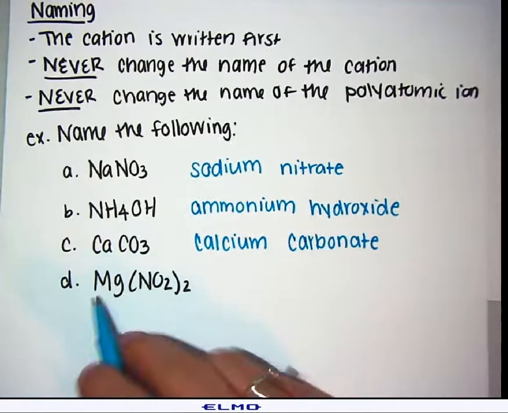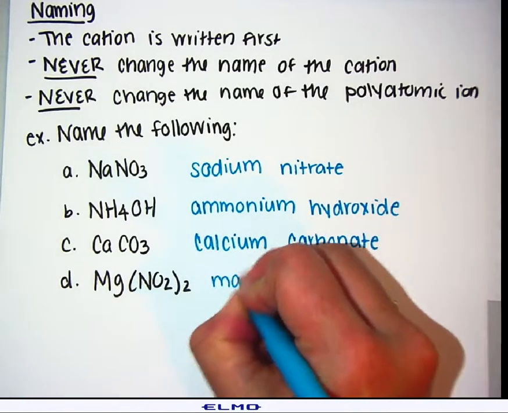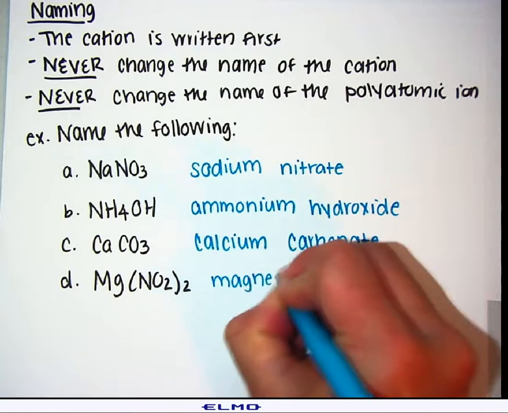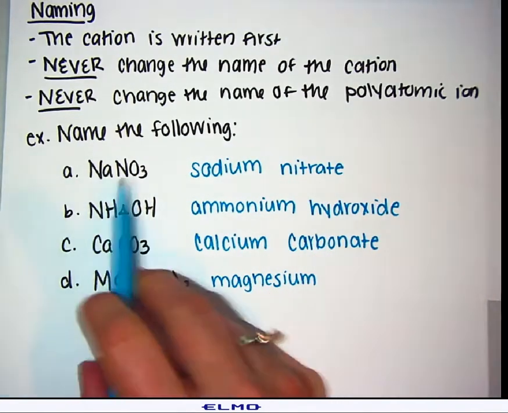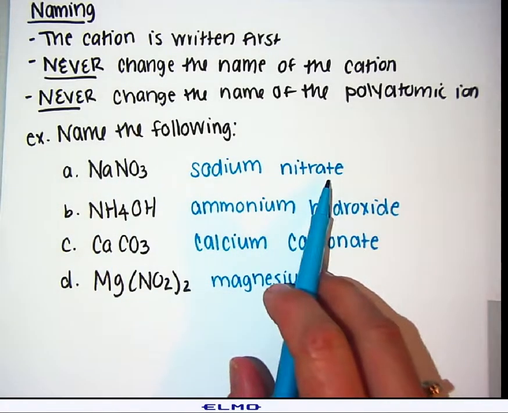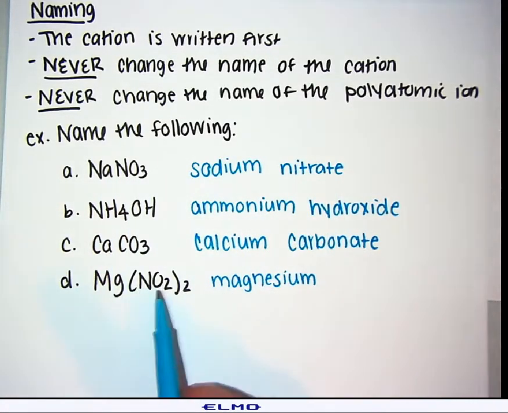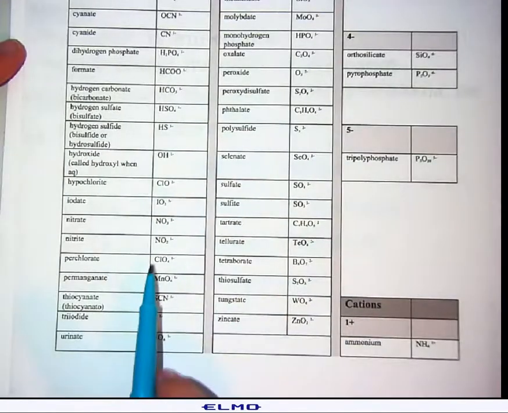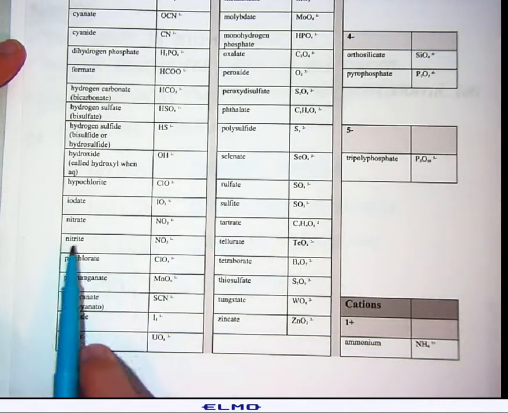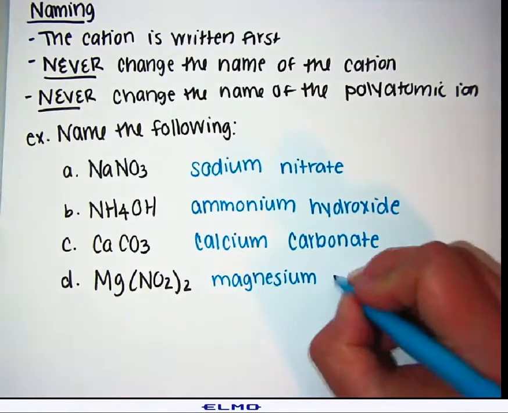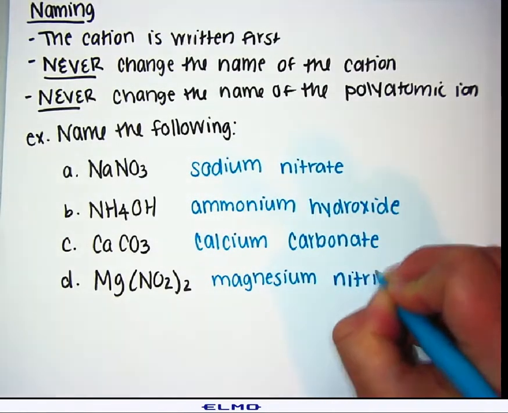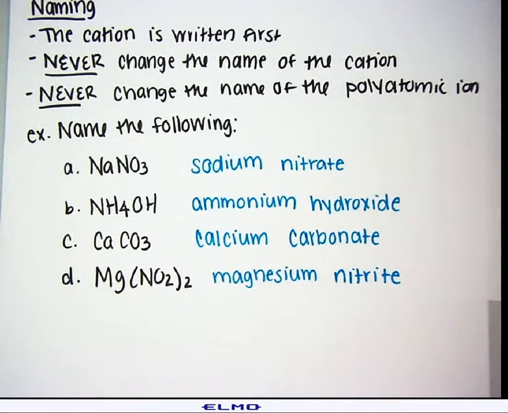Last one. Cation comes first. Never change the name of the cation. Mg is magnesium. A was NO3, which was nitrate with an A. This is NO2. So again, be careful about the polyatomic ion. Make sure you're finding the right one. NO2 is nitrite with an I. So this would be magnesium nitrite.